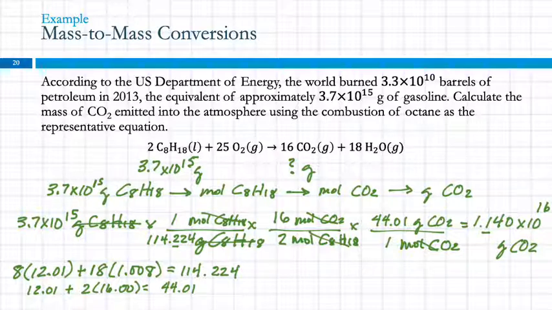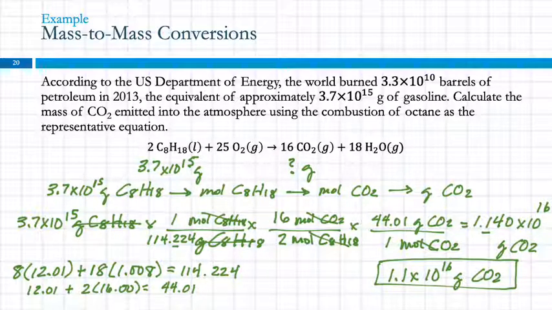I started with 2 significant figures, so my answer is going to have 2 significant figures. 1.1 times 10 to the 16th grams of CO2. And numbers like this are hard to determine if they're meaningful or not. They're just really, really big. Any questions?